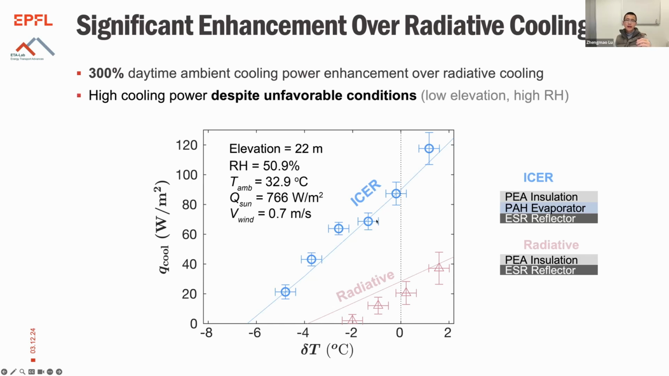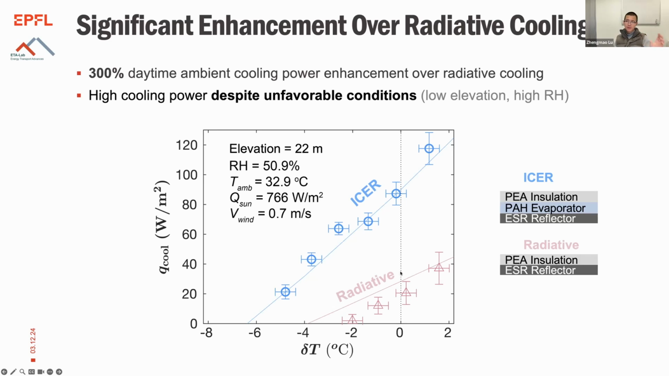And this was done at an unfavorable weather condition. So the 80 to 90 watts per meter squared was delivered by ICER at a not so favorable condition for passive cooling in general because of the humidity. So one note to make here is that the radiative cooling power that we are reporting here is much less than the typical literature data. And that's because in typical literature data, the RH is usually quite low, around 20% or even lower.